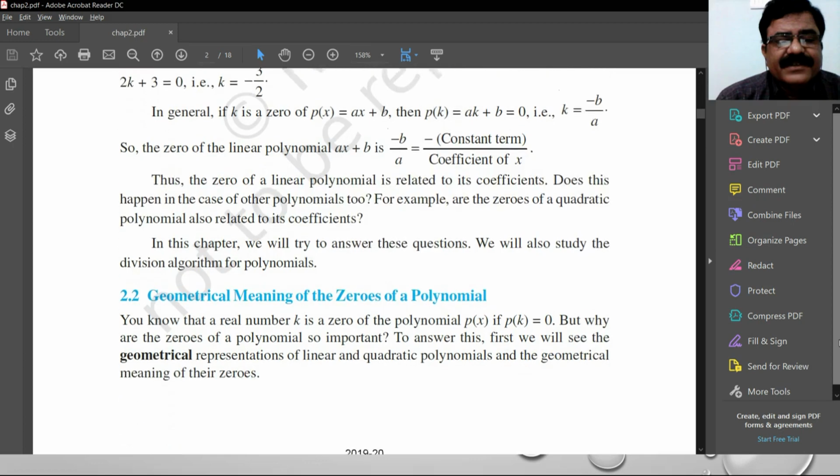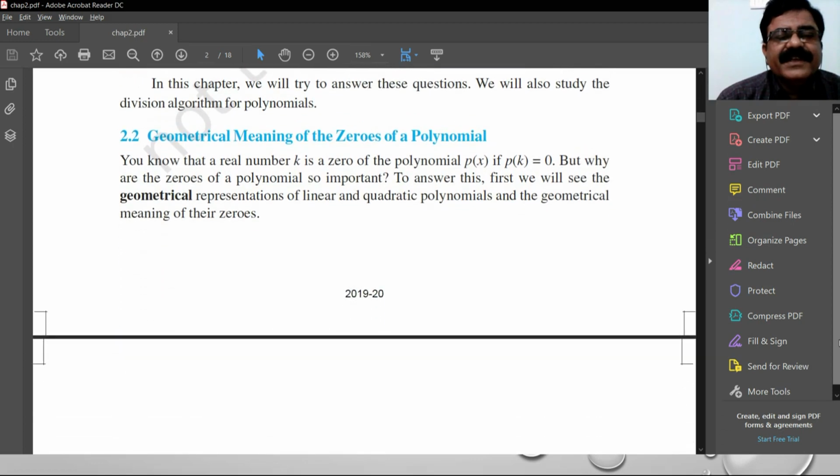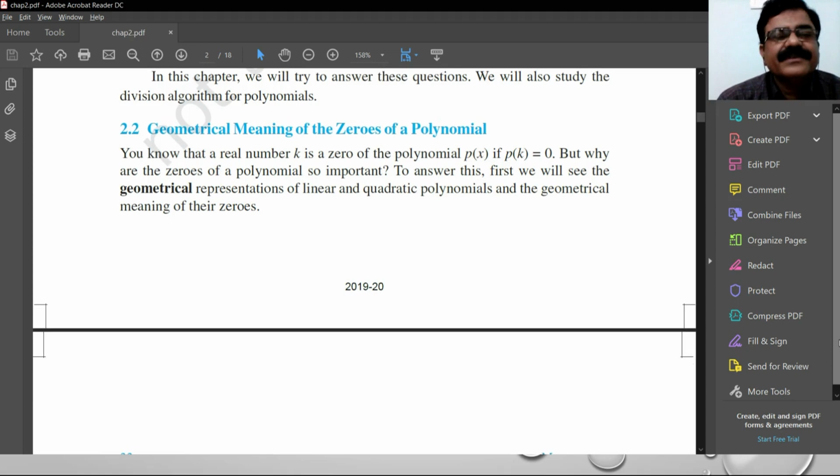Now students, let us discuss the geometrical meaning of the zeros of a polynomial. You know that a real number k is a zero of the polynomial p(x) if p(k) is equal to 0. But why are the zeros of a polynomial so important? To answer this, first we will see the geometrical representation of linear and quadratic polynomials and the geometrical meaning of their zeros.